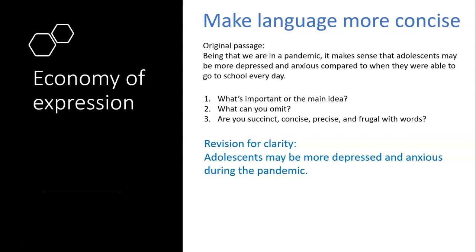And so here's one suggestion for a revision for clarity. So this original passage is basically saying that adolescents could be, maybe, more depressed or anxious when we're not in a pandemic, or when they are able to go to school. So there could be a couple of ways that you could revise that. Number one, the first part of the sentence is a clause. And it gives us some information, but it can be used to help us to clarify and write a little more succinctly. So here's my suggestion.